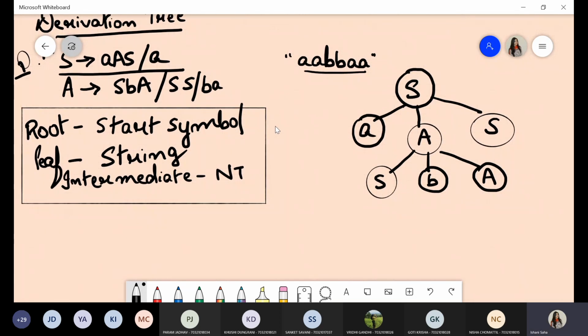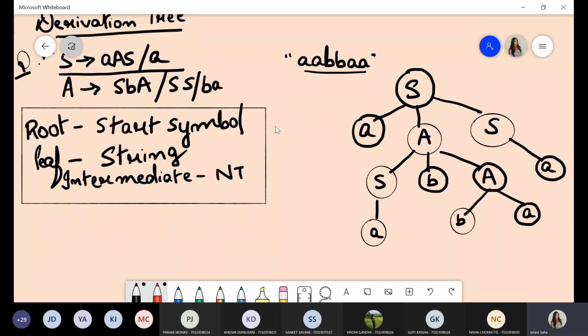Now I have to replace this S. So I can replace this S directly with A. So AAB is generated. Now I want BAA, right? So for BAA, I can replace this A with B, A, and now only one single A is left, so I'll replace this with A.